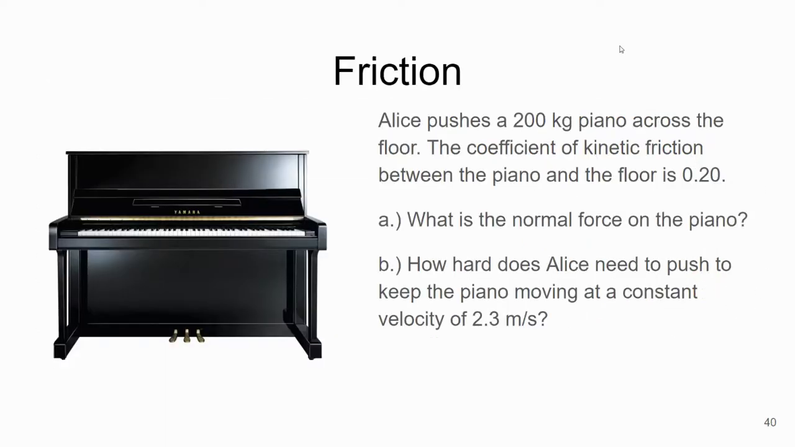So friction. Alice pushes a 200 kilogram piano across the floor. The coefficient of kinetic friction between the piano and the floor is 0.20. There are some things we would want to figure out. What's the normal force on the piano in part A? And in part B, how hard does Alice need to push to keep the piano moving at a constant velocity of 2.3 meters per second?